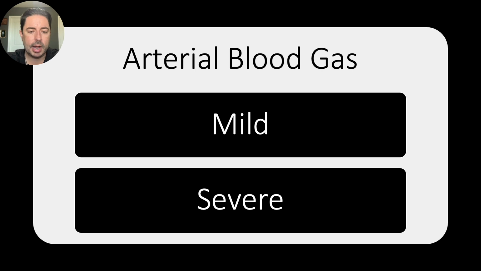ABGs: when we look at our ABGs, depending on how bad the patient is doing or how bad their pulmonary edema is, if it's mild, then they're going to end up with acute alveolar hyperventilation. They're going to end up with some hypoxemia. They're going to breathe more. That's what we would expect.